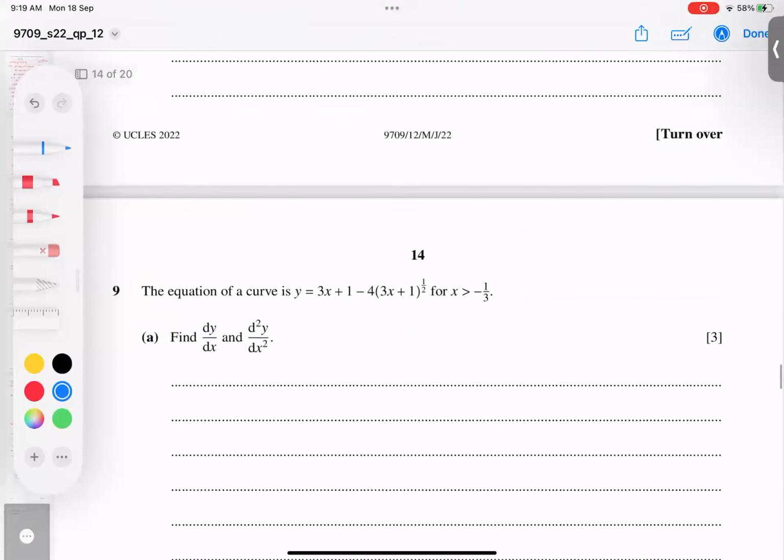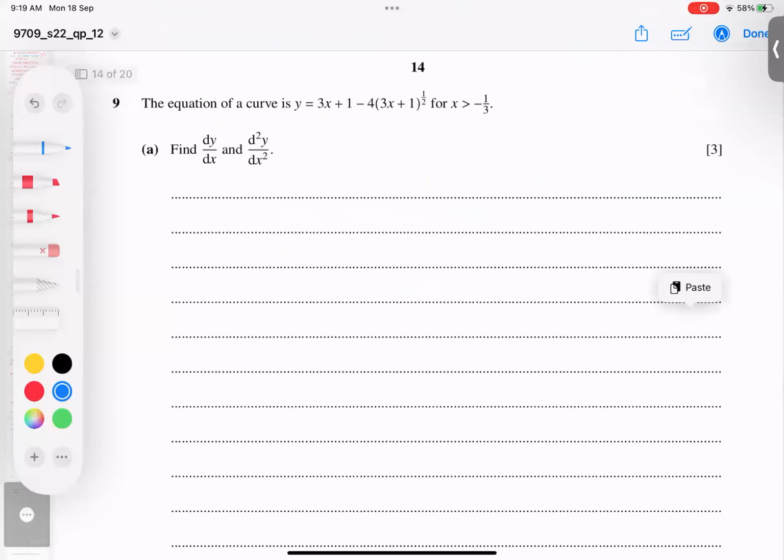Because he was asking to convert it into this special form. Okay, question number 9 we have. He's saying find the first derivative and second differentiation. So let's go for it. Here's a very clear approach. What is the method to find differentiation?